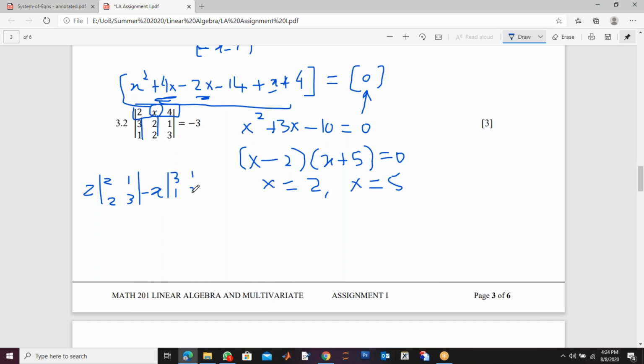This is the cofactor of x, right? When you remove the column and row containing this number, with the sign, see, this is plus, this is minus, this is plus, with the sign it is a cofactor. And the third entry is again plus 4 into, if you remove this row and this column, now you got 3 2 1 2, right? So this determinant is equal to minus 3, which is given.